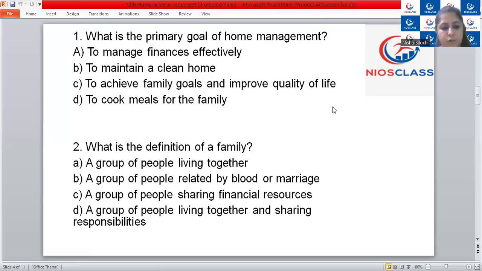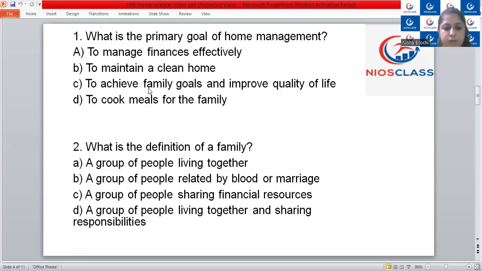The correct answer over here is option C, right? To achieve family goals and improve quality of life. Because if you see the first one, it is only talking about finances. In the second one, it is more focused on cleanliness. And in the fourth option, it is more about cooking. So the third one has a holistic approach. So we'll go with option C, that is to achieve family goals and improve quality of life.